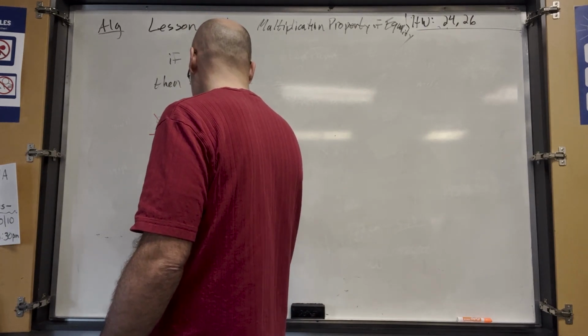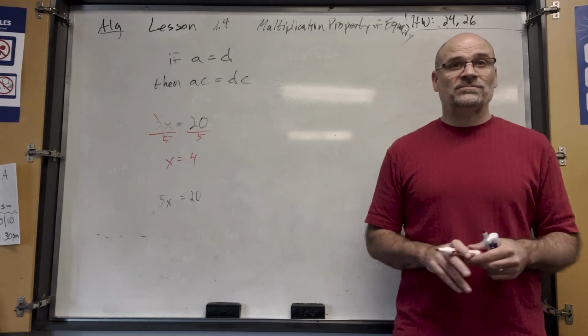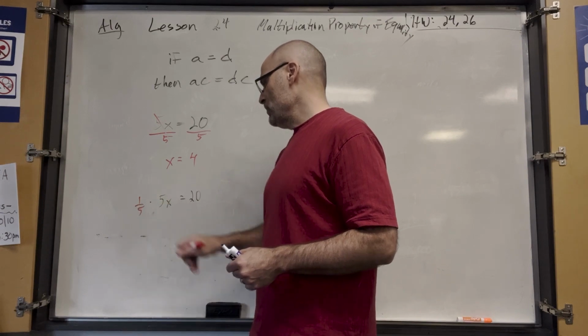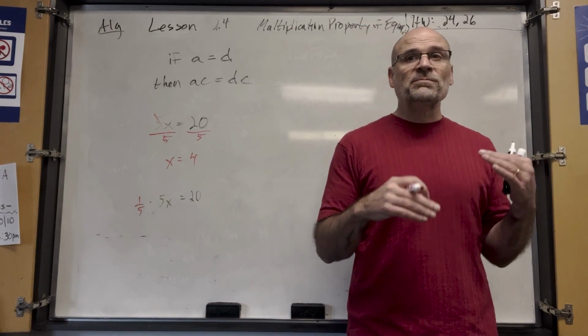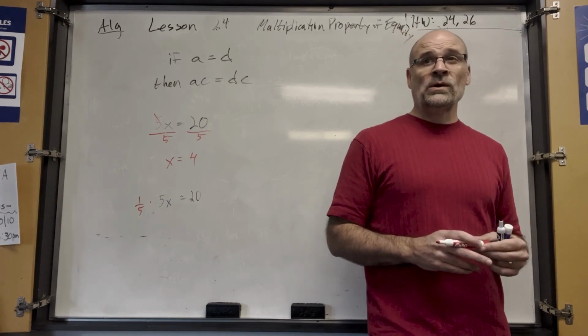5x equals 20. The other way to get rid of that 5 is by multiplication. If I multiply this by 1/5, and remember what happens when you multiply any number by its reciprocal? What do you get? This was question 1C.